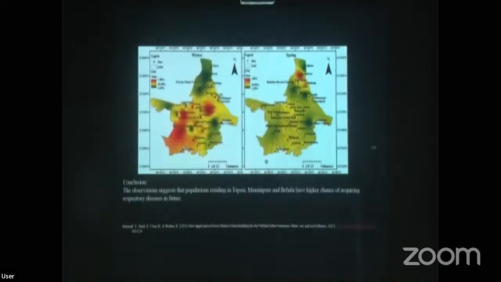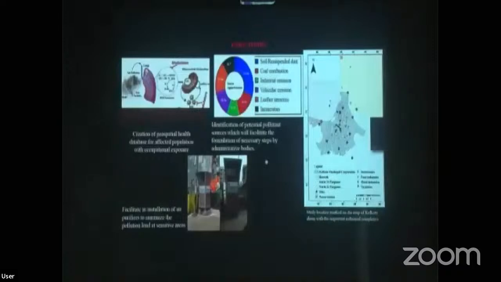for summer, autumn, winter, and spring, and we are trying to make a comprehensive map of these things. The observation suggests that the population residing in Topsia, Mominpur, and Behala have a higher chance of acquiring this type of respiratory disease in future.